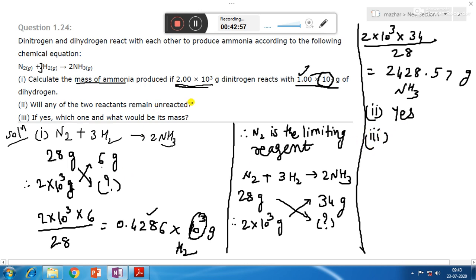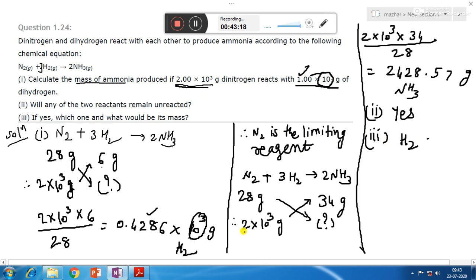Will any of the two reactants remain unreacted? Yes. So hydrogen is in excess, so hydrogen will remain unreacted. So number 3 is, if yes, which one? The answer is hydrogen. And what would be its mass?